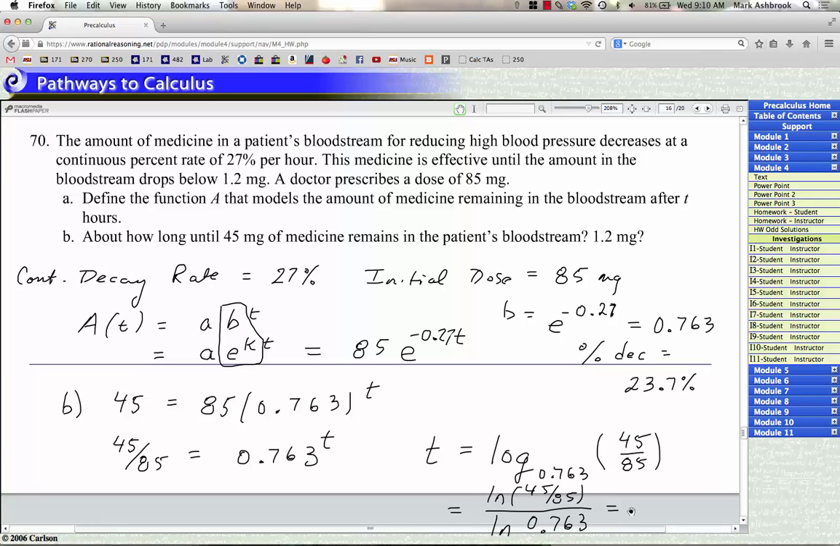Okay, Matt, you got that? 2.35. That whole thing is 2.35? Okay. Anybody else got that? Cool.